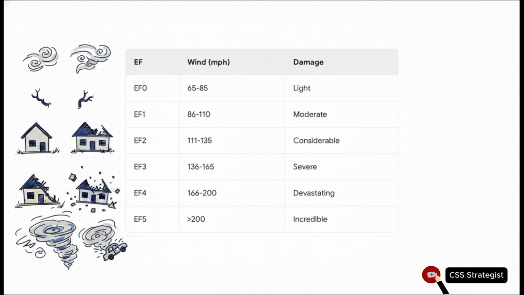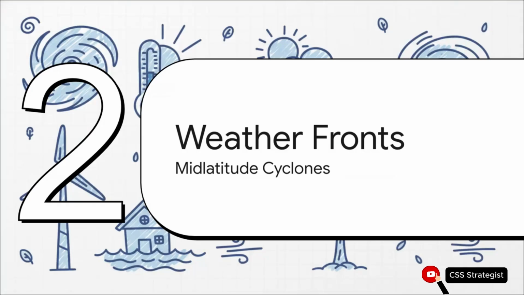At this extreme end of the scale, strong, well-built frame houses are literally lifted entirely off their foundations and swept away. We're talking about forces so strong that automobile-sized debris can be thrown through the air for well over 100 meters. It's just staggering power. Okay, shifting gears to part 4, weather fronts and mid-latitude cyclones.